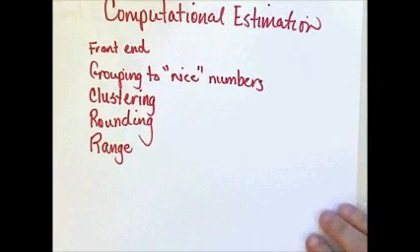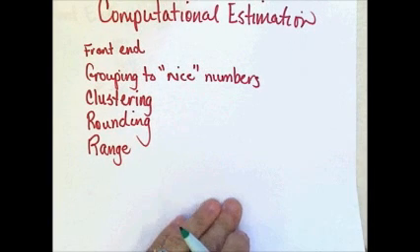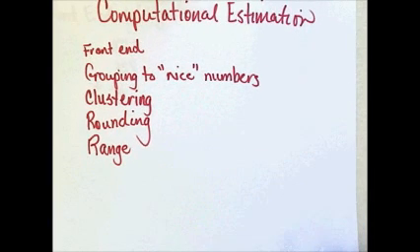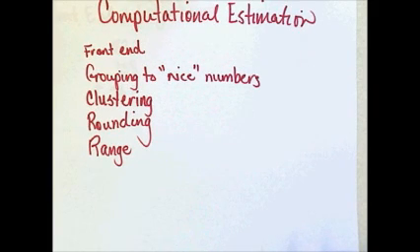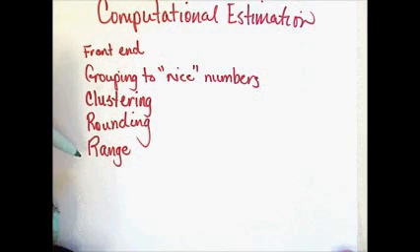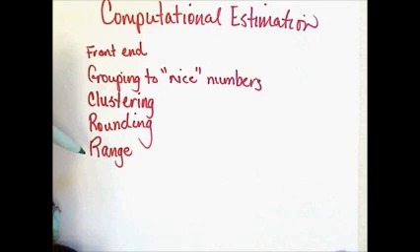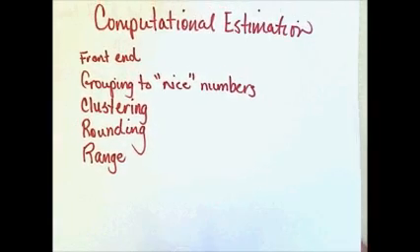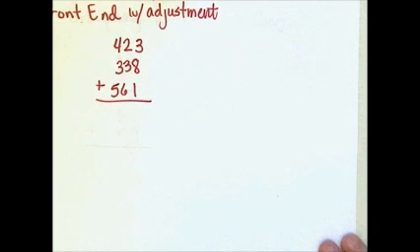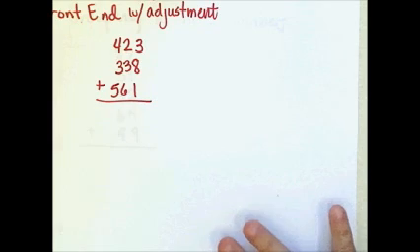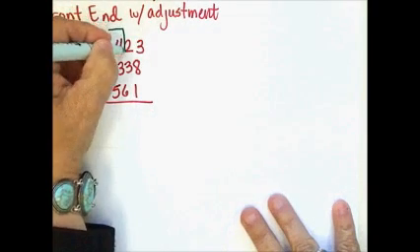Now, what we're going to do is talk about some different ways to do computational estimation. It's not so important that we know the name of what the method is as it is that we see what the strategy involved in estimation is. Okay? So we're going to talk about front-end estimation with adjustment. And this is one of my favorite ways to estimate.